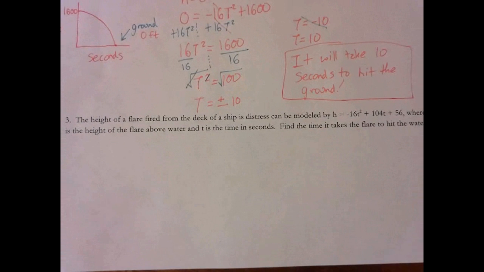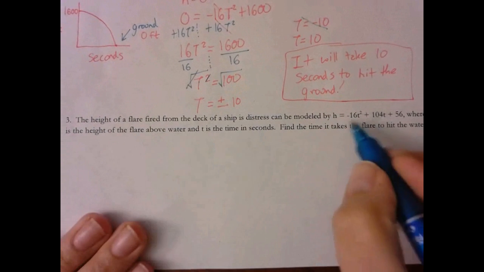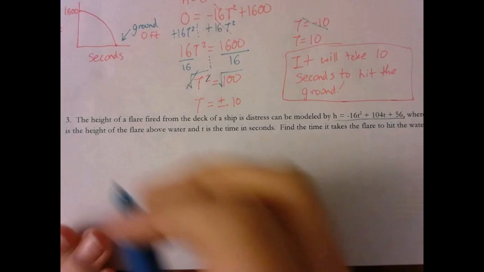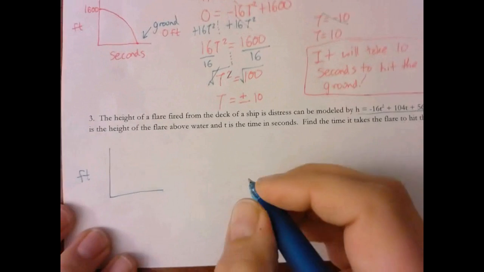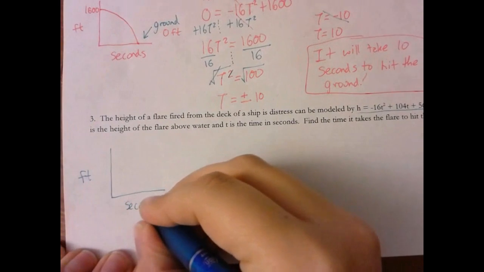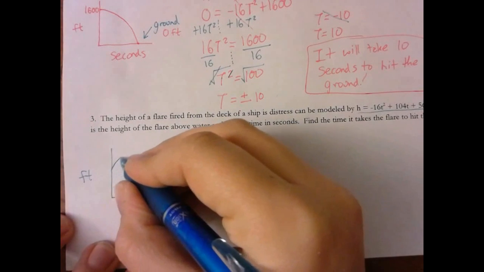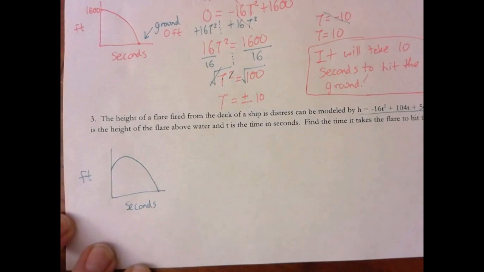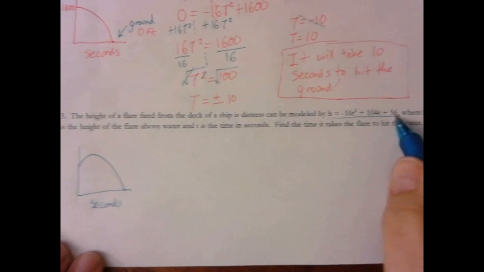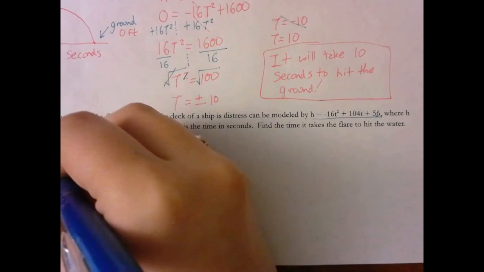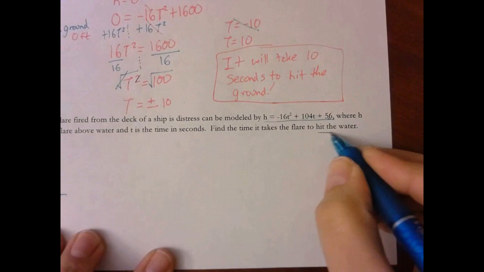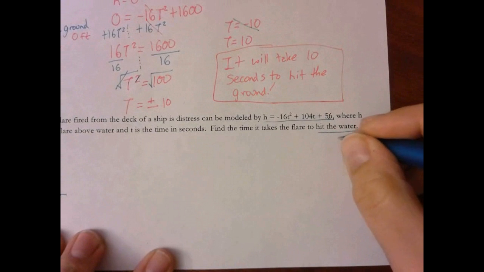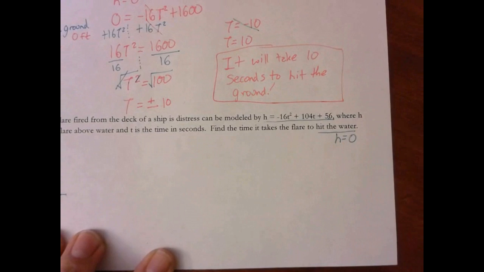All right, let's move on to the second one. We are given a flare fired from a ship, and here's our equation. So let's make a little picture. Again, we're in feet, and here's seconds. And when you shoot off a flare, it's going to go woo, like that. And we're told it starts at 56. So remember, this number tells us where we started. We started at 56 feet. And again, we want to know when it hits the water. Well, if we're in a ship, the water is at a height of 0.